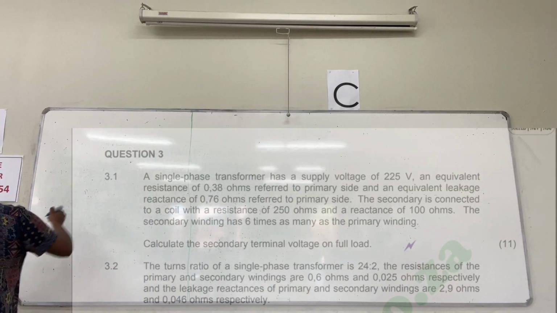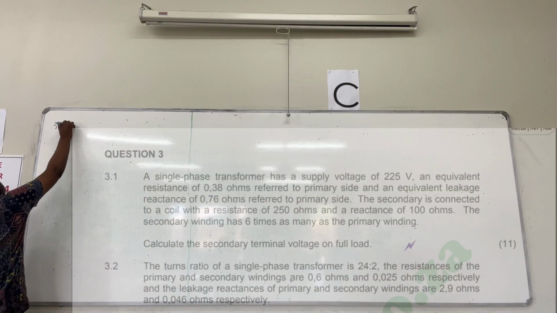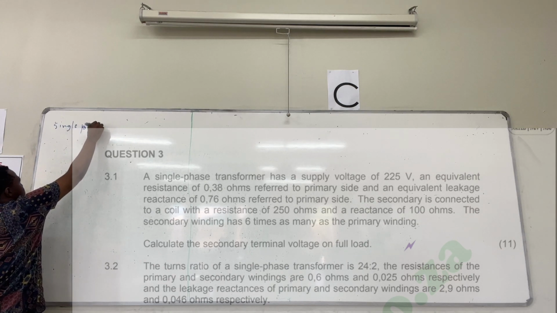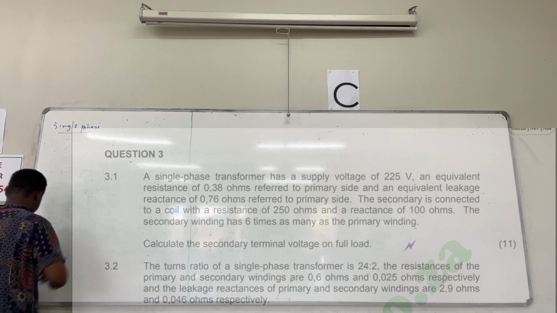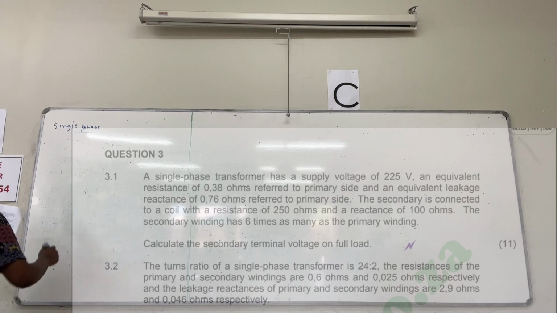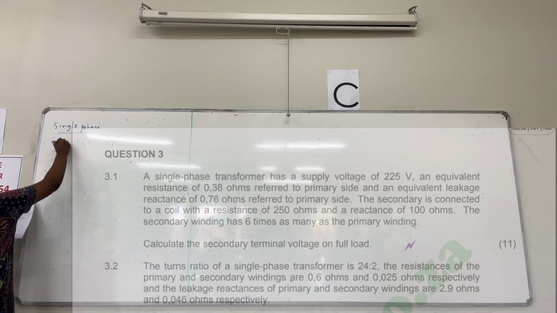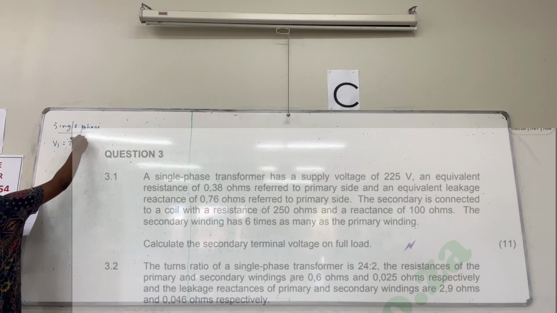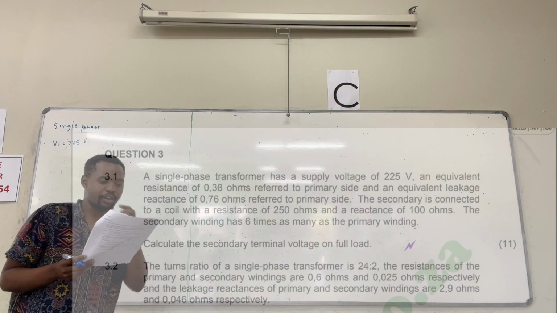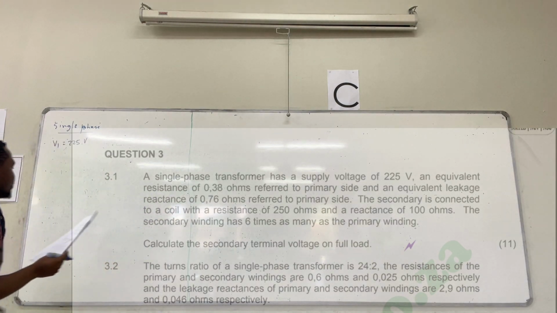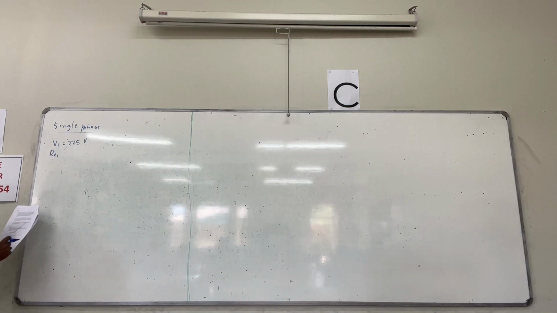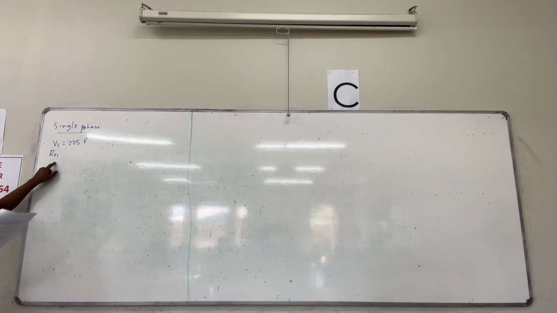A single phase transformer has a supply voltage of 225 volts, which is V1 equals 225 volts, and an equivalent resistance of 0.38 ohms. You're given the equivalent resistance, and you're told it's referred to the what?